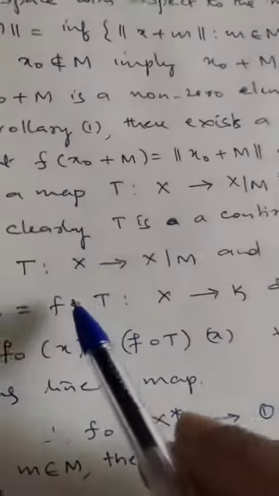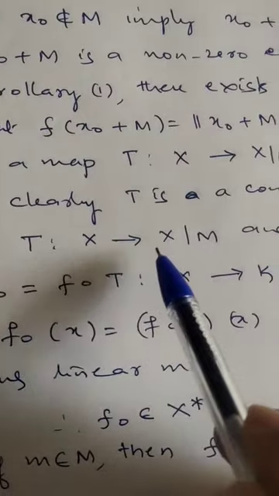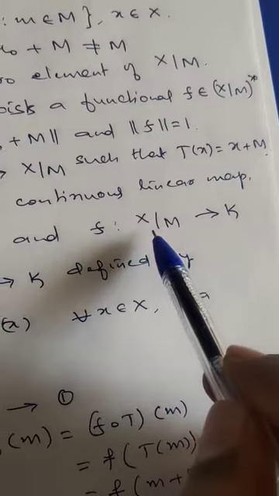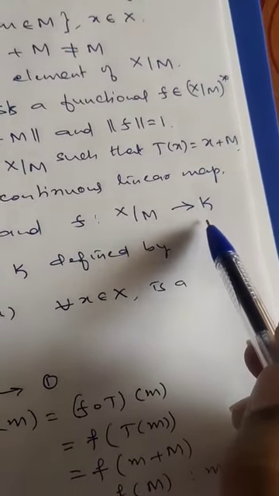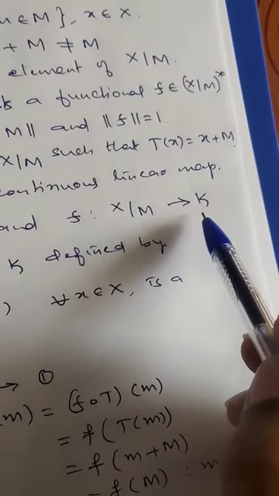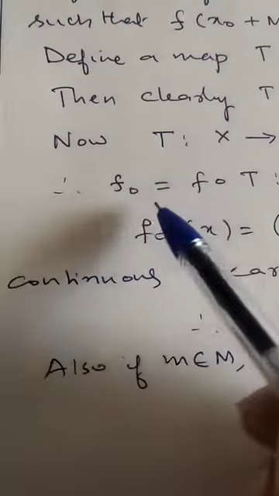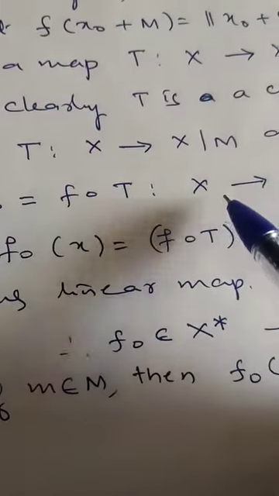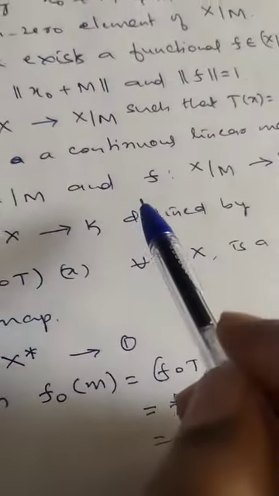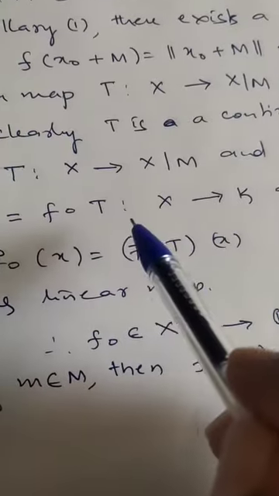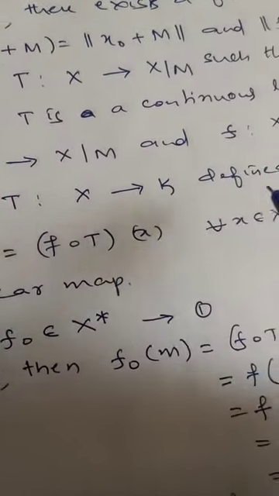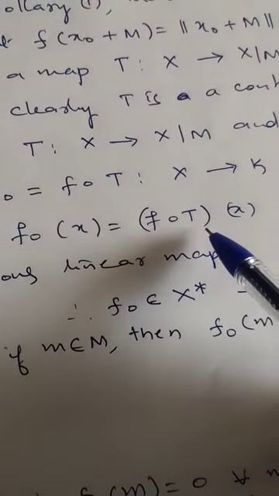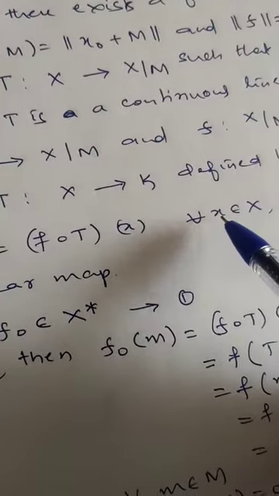Okay. Now T is a linear map from X to X by M and f from X by M to K, this is always true. So f from X by M to K is also a continuous linear map. Therefore the composite of these two, if I denote it by f naught, that's equal to f of T. This is from X to X by M and this is from X by M to K, so f of T is a mapping from X to K defined by f naught of x is equal to f of T of x.